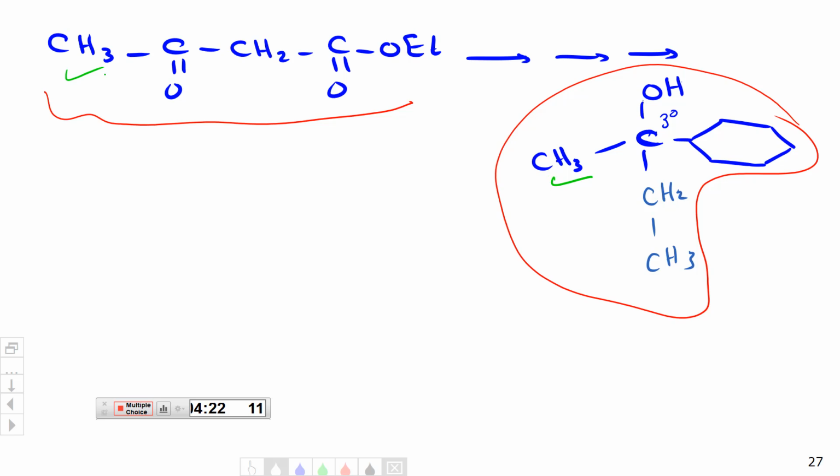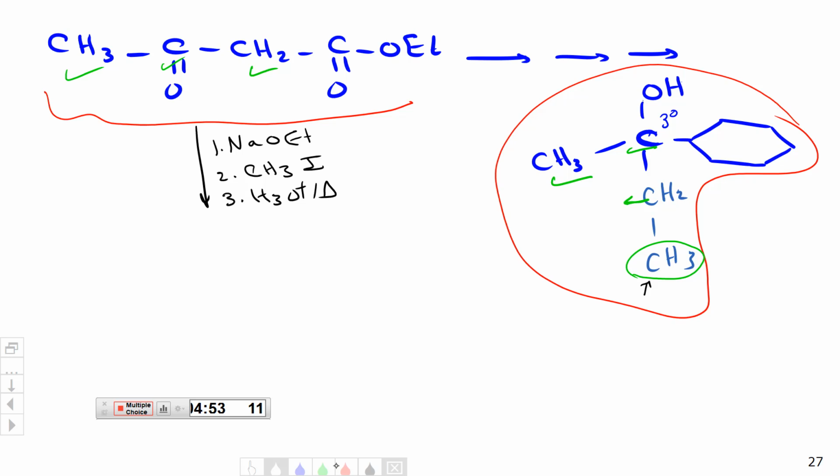This is the methyl, this methyl. This carbon used to be the carbon of the carbonyl of the 3 typical steps. This is the alpha. I'm going to choose this to be my alpha, and whatever is attached to it is the alkyl halide. So I'm going to do these 3 typical steps: sodium ethoxide and iodomethane. I figured that out from the mapping I've done. And the third, H3O plus, heat. So I'm going to end up with this in here.